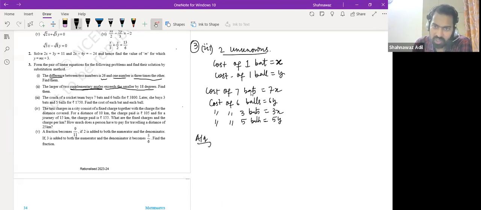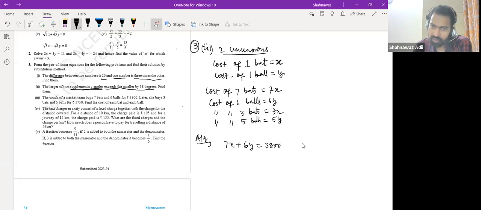So the cost of 7 bats plus 6 balls. The total cost would be how much? The cost of 7 bats and the cost of 6 balls is 3,800, right? But from this part, how can you calculate the total cost? 7x plus 6y equal to 3,800.